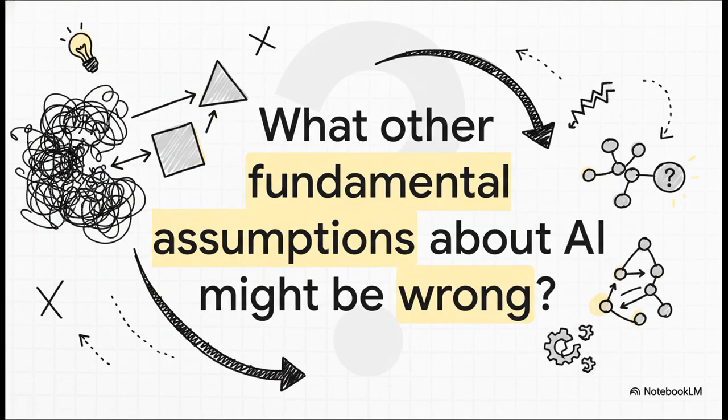And that brings us to one last kind of mind-bending thought to leave you with. For years, the core assumption was that interference was just noise, a problem to be solved. This paper shows it's actually a powerful tool for organizing everything. And it really makes you wonder, what other fundamental ideas we take for granted about how AI works might be just as wrong?